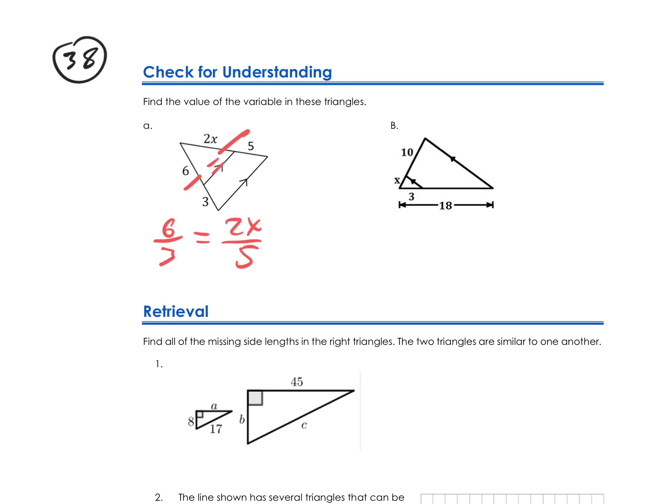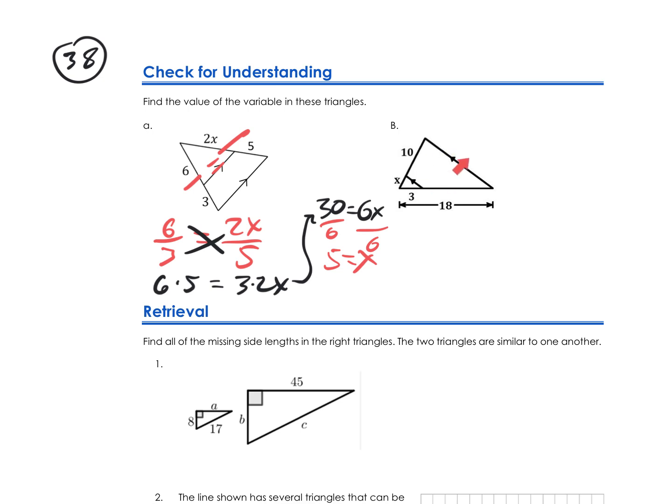And there's a proportion we can cross multiply. We get 6 times 5 equals 3 times 2x, which is 30 equals 6x. Divide by 6, and we get 5. Okay? x equals 5. All right. Well, how about this one?